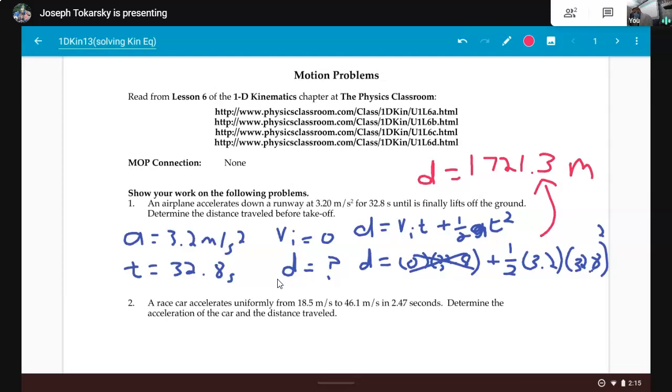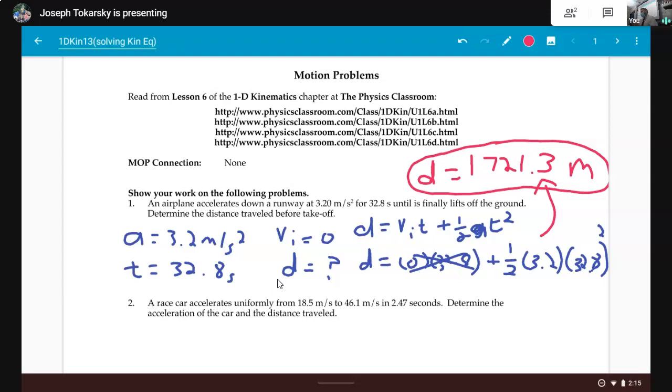And that sounds like a reasonable answer. We'll always circle or box our answers too, because 1,721 meters would be the equivalent of 1.721 kilometers. Airplane runways are pretty long, even for small planes, right? You would expect to get a fairly big answer here.